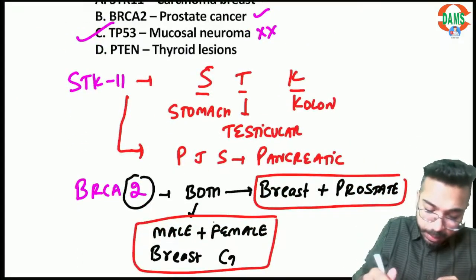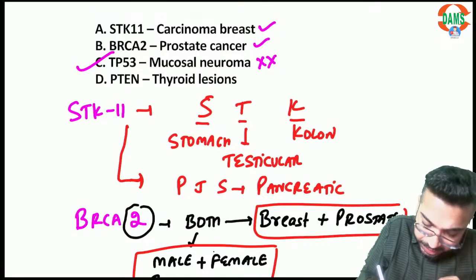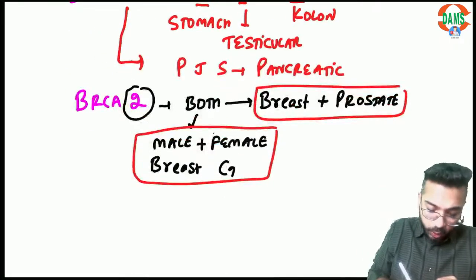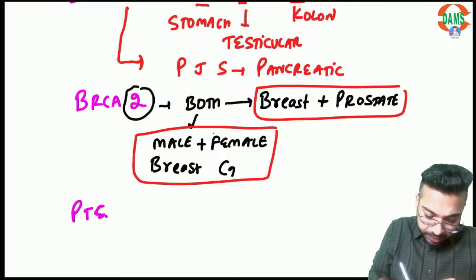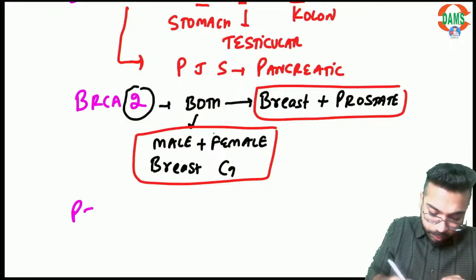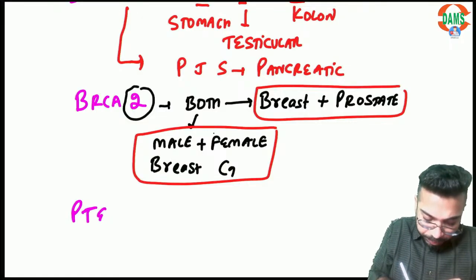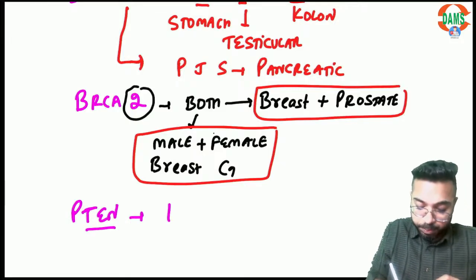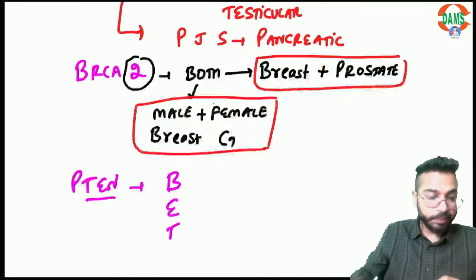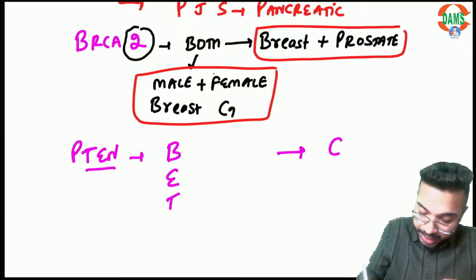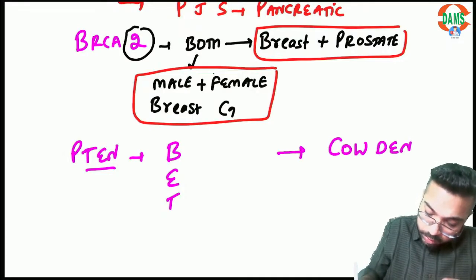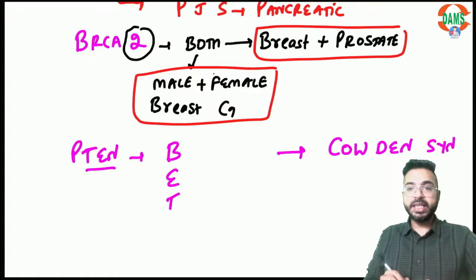PTEN we know. PTEN gene is for Cowden syndrome. Please tell me the mnemonic that we discussed in the class. Come on my students, come on. PTEN, I told you PTEN has got 10. So 10 rupees bet on cow. I hope you remember 10 rupees bet on cow. That is Cowden syndrome, PTEN gene mutation.